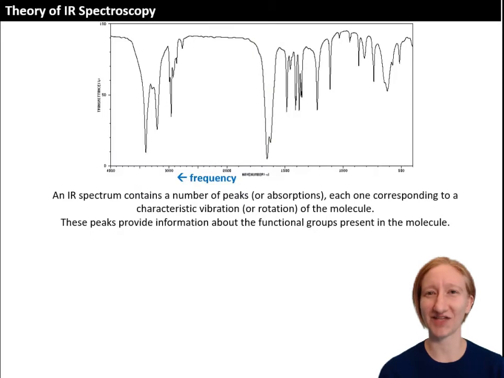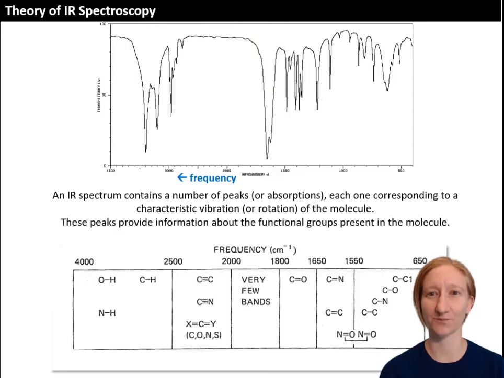This graphic on the top of the slide is what a typical IR spectrum will look like. The y-axis is transmittance, or how much light is transmitted through the sample versus how much is absorbed by the sample. The x-axis is frequency. Each peak or absorption in the spectrum corresponds to a specific vibration or rotation of the molecule. And that means that the different bands or absorptions in the IR spectrum can tell us about the structure of the organic molecule, and in particular, what kinds of functional groups it has.